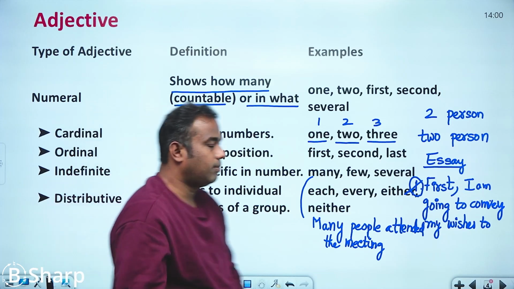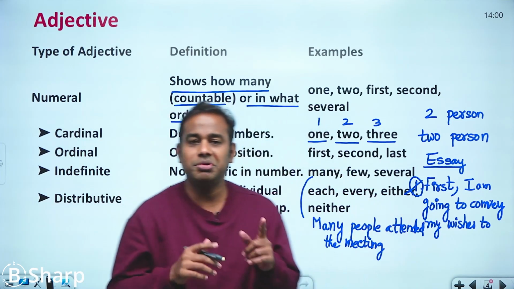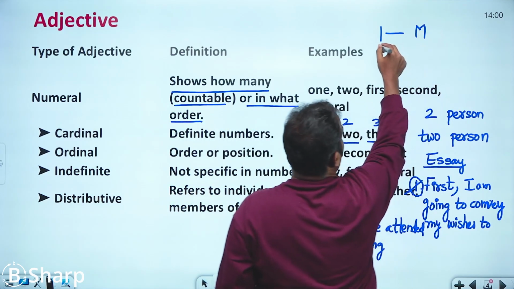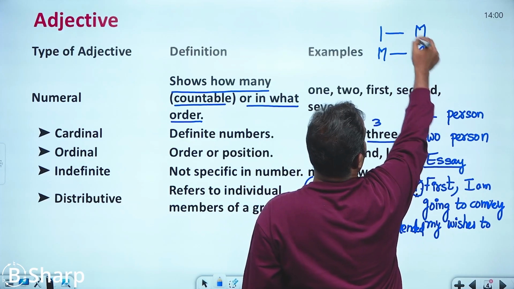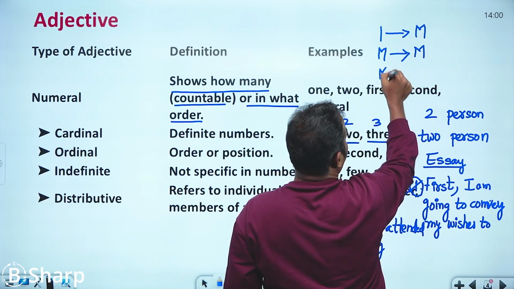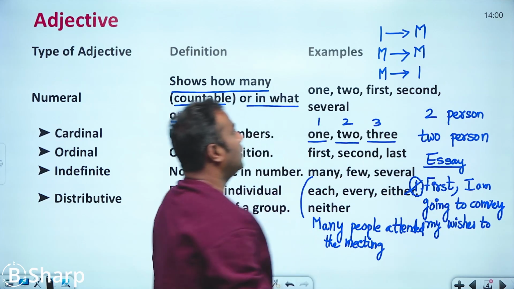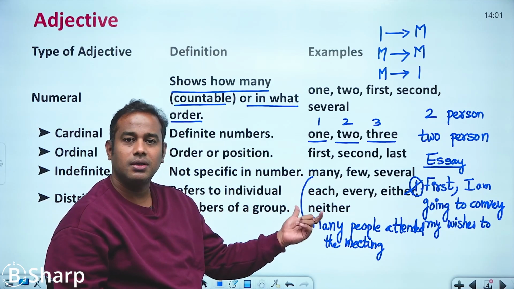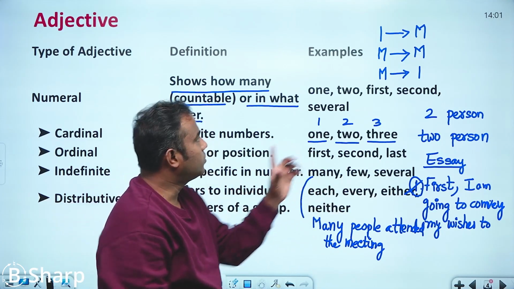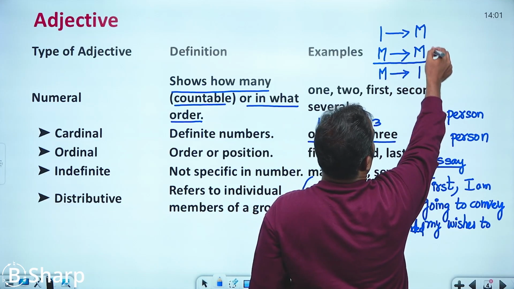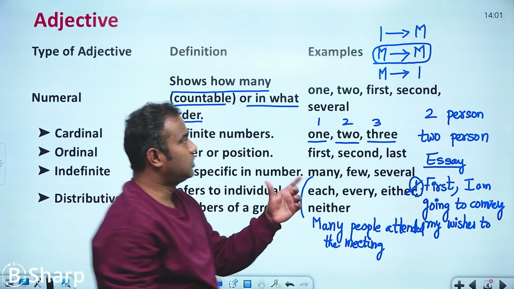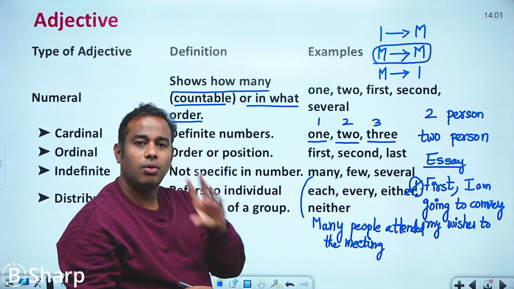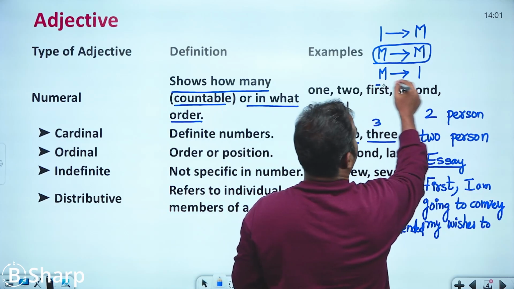The last one is distributive. Distributive means it refers like one to many, many to many, or many to one. You can say, each and every person has a token. Each and every person has a token means it's many to many. Just try to remember that. Every person has only one leader.